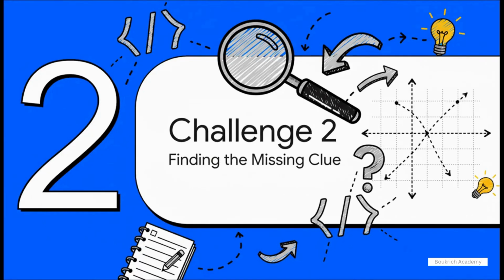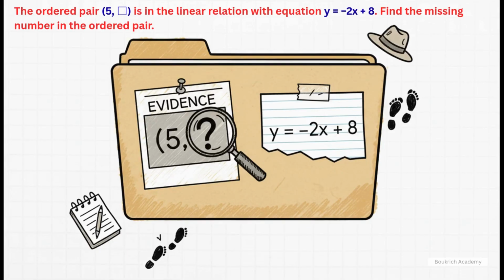All right, for our second challenge, we're putting on our detective hats. We're going to use the code not just to map out points, but to find specific missing pieces of information. It's a mystery. Here's our first case. We have an ordered pair, but part of it is missing. We know the x value is 5, but what in the world is the y value? Luckily, we have the code to help us solve it.